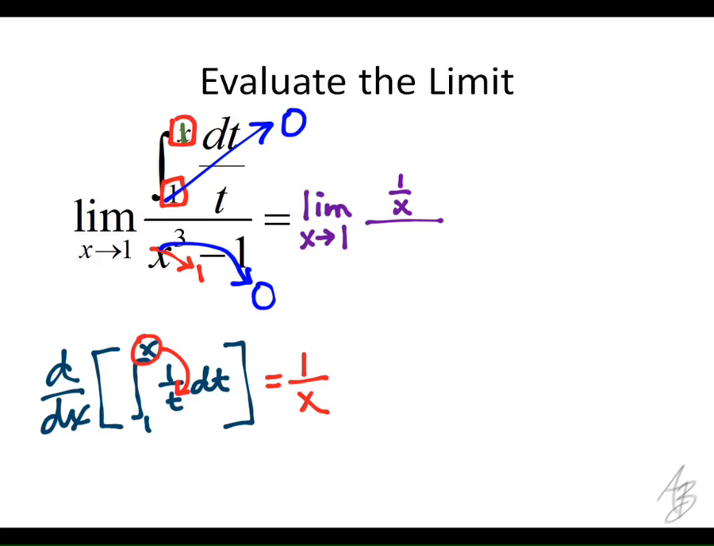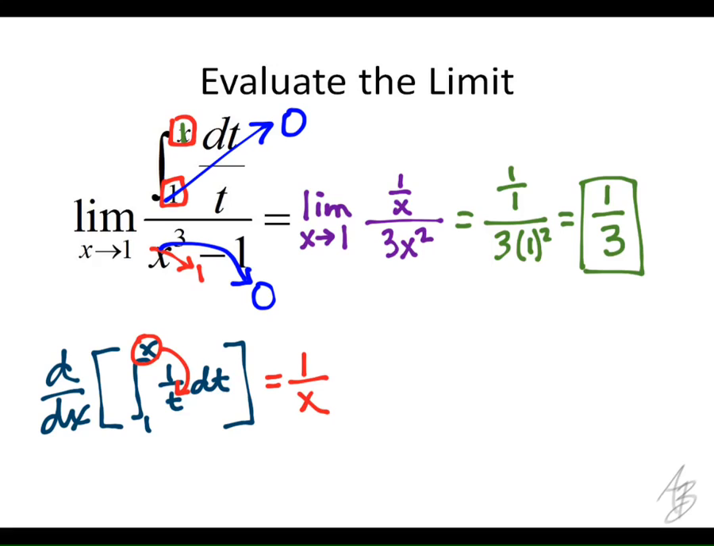And then on the bottom, what is the derivative of x cubed? 3x squared. Now, if I try putting 1 in now, what's going to happen? Can I do it now? Yeah. So on top I get 1, on the bottom I get 3. We get 1/3. Pretty complicated looking problem that turned into a fairly simple problem by knowing the fundamental theorem of calculus.